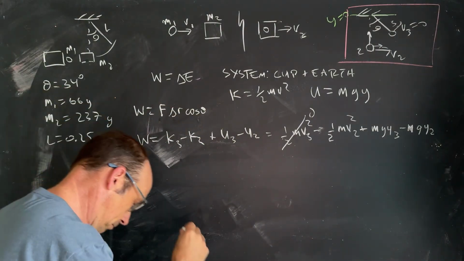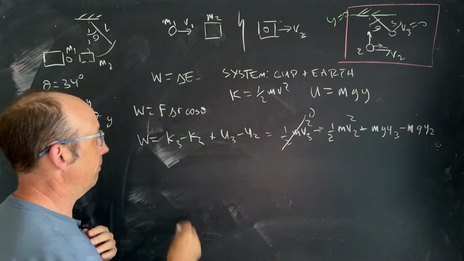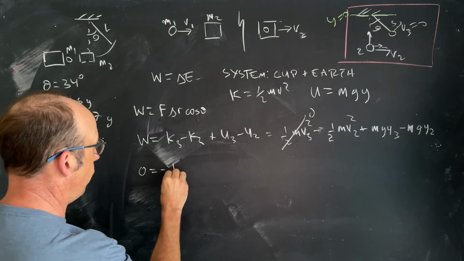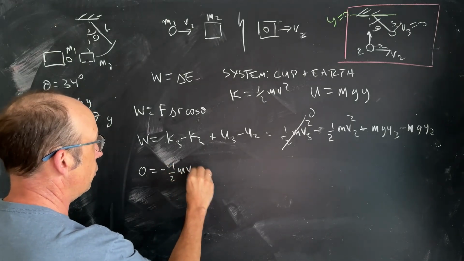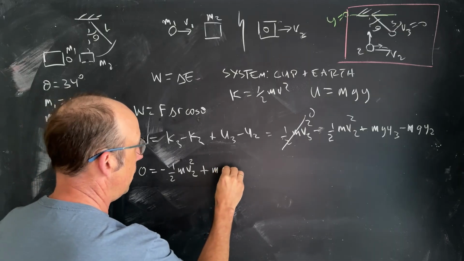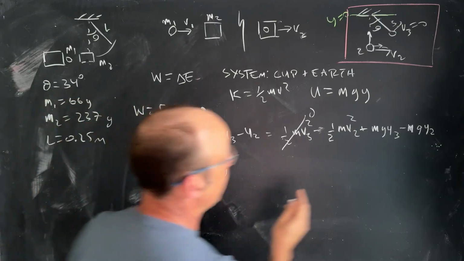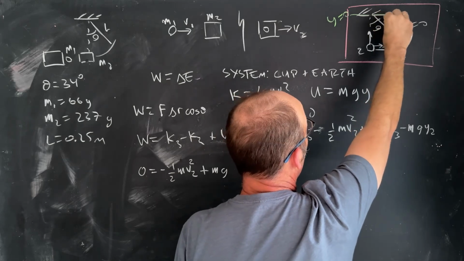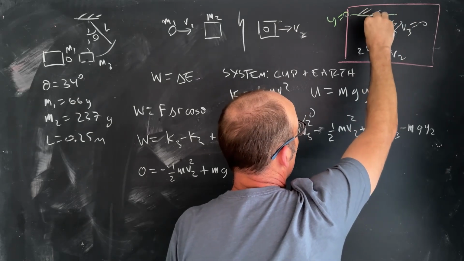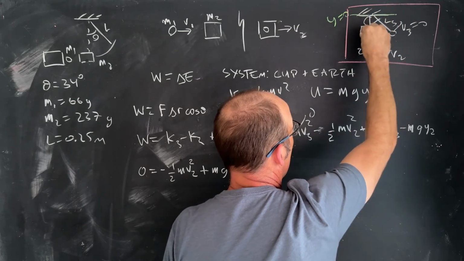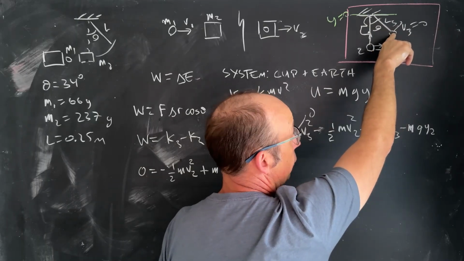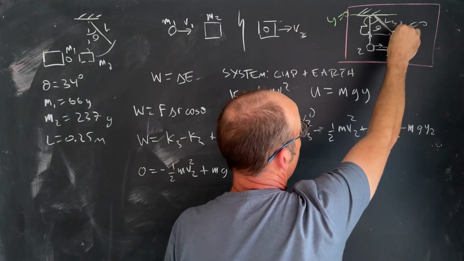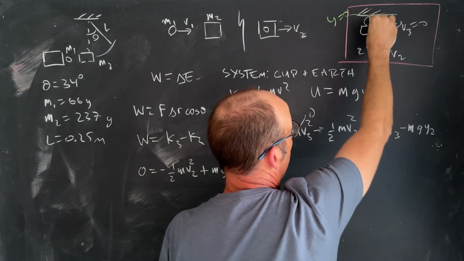Okay, let's put in what we have. 0 is negative 1/2 m v2 squared plus mg y3. Now, what's the value for y3? If this has a length of L, and that's 0, this length right here is y3. And so now we have a right triangle. The hypotenuse of that right triangle is L, and we want the adjacent side.